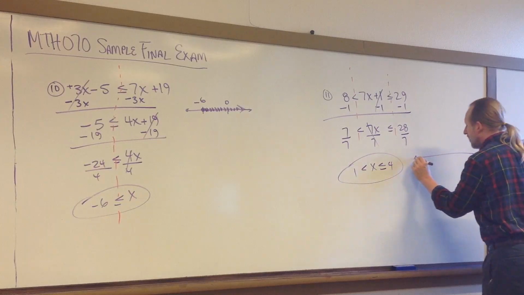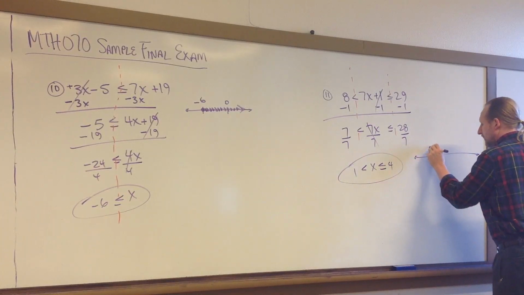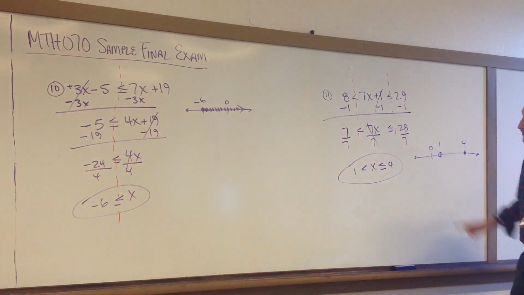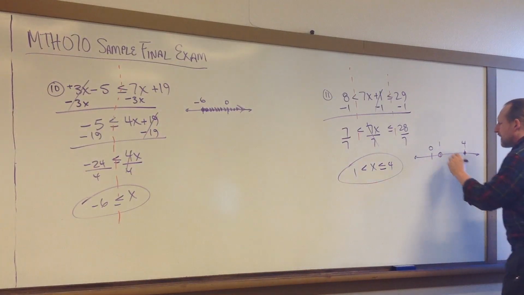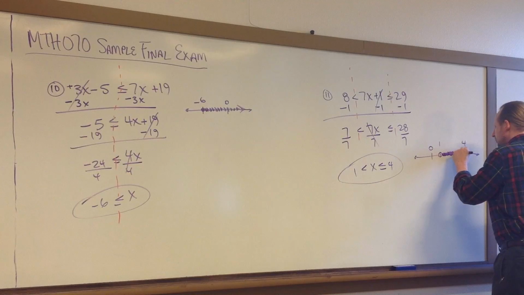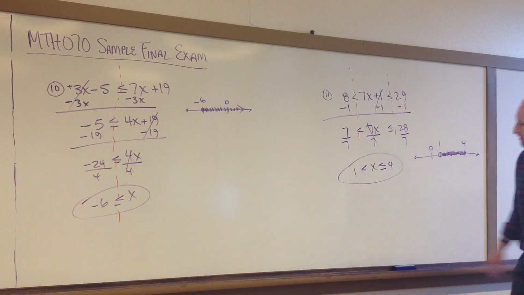There's my answer on the number line. Less than or equal to 4, greater than 1, so the 1's not included, but everything up to the 1 is. That's why we have the open circle. And then we just color in between the 1 and the 4, and there we go.